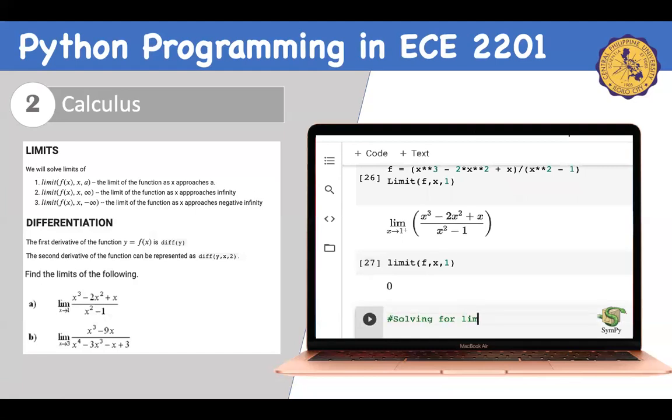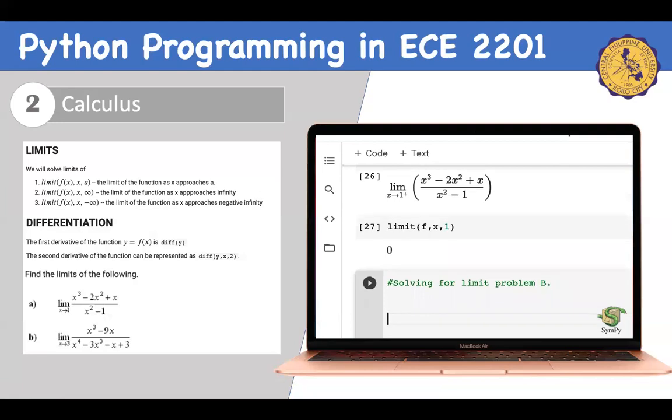Let's try again to solve problem letter B. First, we are going to represent the function with the variable g. So we have x cubed minus 9 times x all over x to the 4th minus 3 times x cubed minus x plus 3.